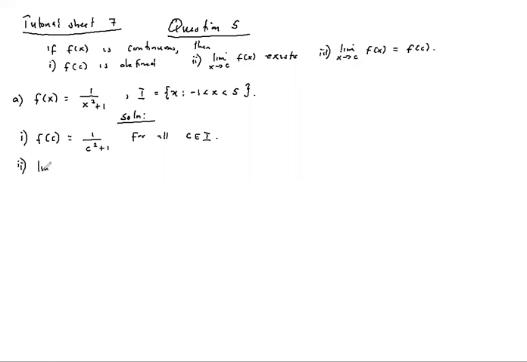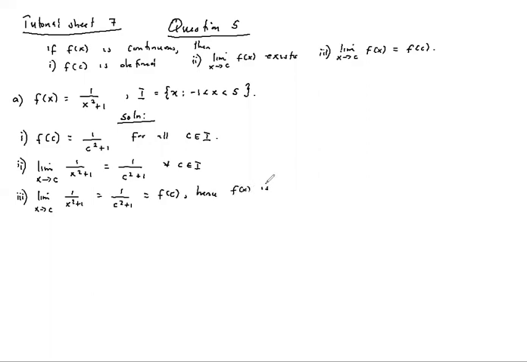We are saying that the limit as x goes to c of this function 1 over x squared plus 1 is going to be 1 over c squared plus 1 for all c in I. And so the third property is just saying that the limit as x goes to c of 1 over x squared plus 1 is equal to 1 over c squared plus 1. And this is equal to f of c. Hence, f of x is continuous on I. So this one was direct because there are no hiccups in the denominator.